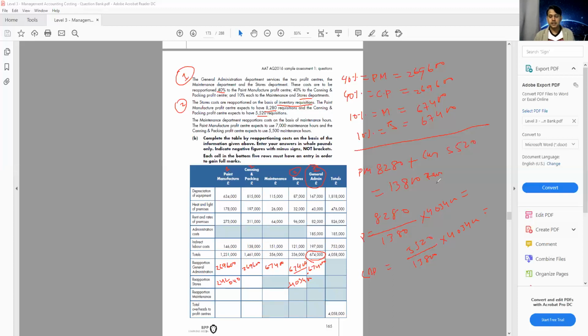242,040 for paint, 242,040, and for the canning it will be the same way. That is 5,520 divided by 13,800 times 403,400. That will be 161,360. So this is also gone. My store is also gone. Now I only have maintenance left. So let's have a look at what it says about maintenance.